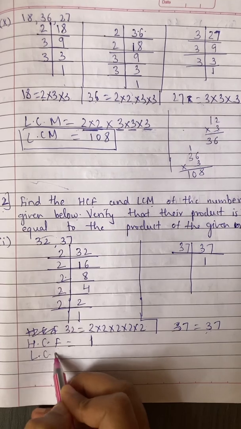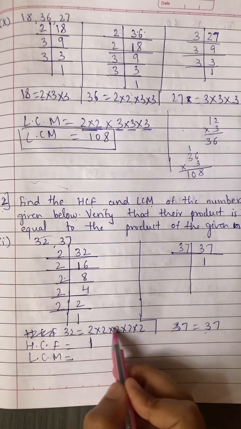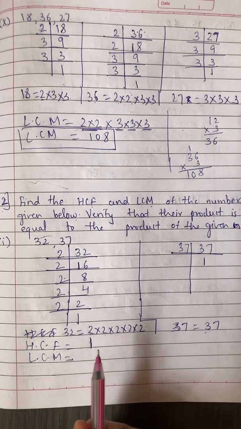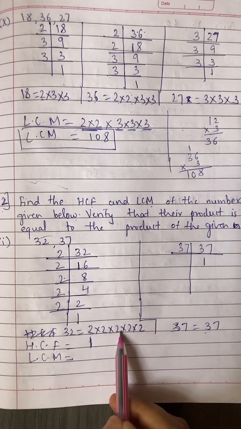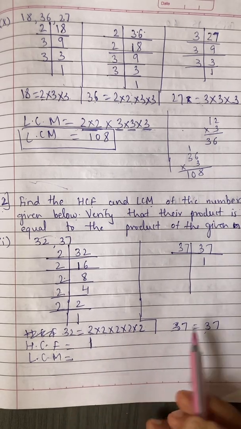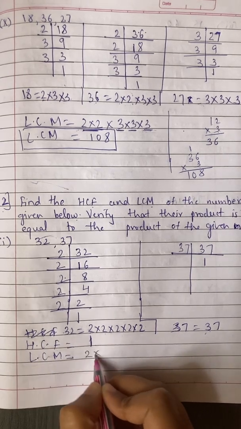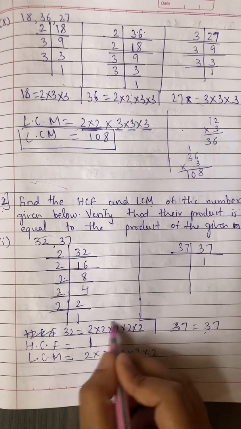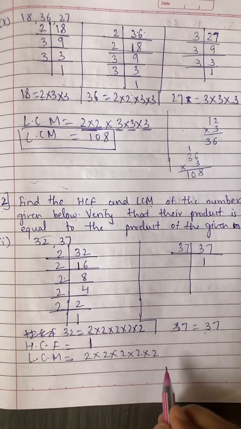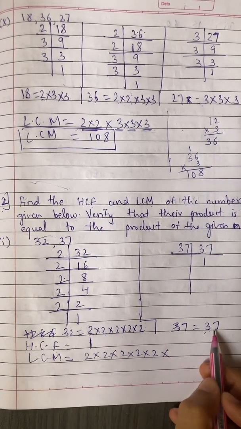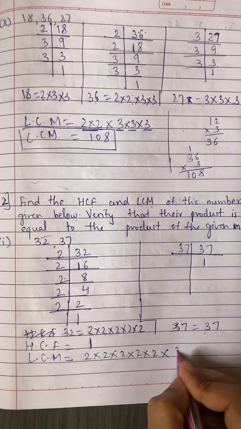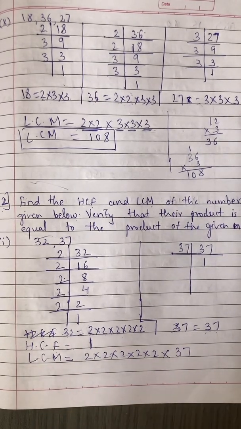And for LCM, we have to first check how many number of times 2 is present over here and over here also. So here it is present 5 number of times and here it is not present. So here you have to write down the maximum number of times. It is present maximum number of times in 32, so I have written down that. And 37 is not present in 32 but it is present one time in 37, so that you have to write down.